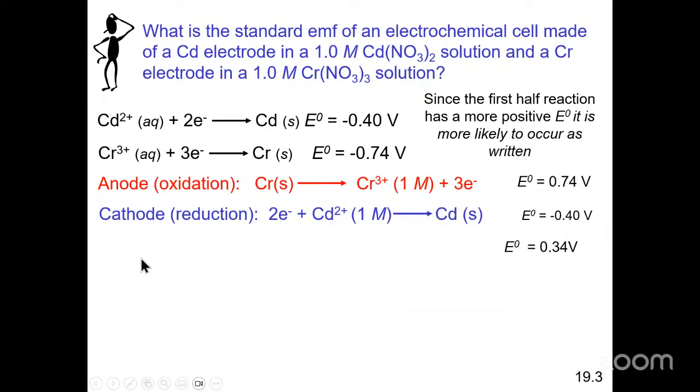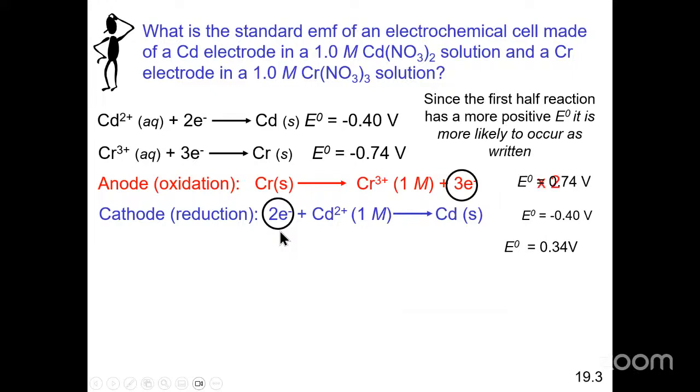So when we add these two together, before we add them, like in the case of all redox reactions, we have to make sure that the number of electrons lost and gained are the same. And you remember how to do that, right? In this particular case, how do we get the number of electrons lost and gained being the same? Multiply this one by 2 and this one by 3.